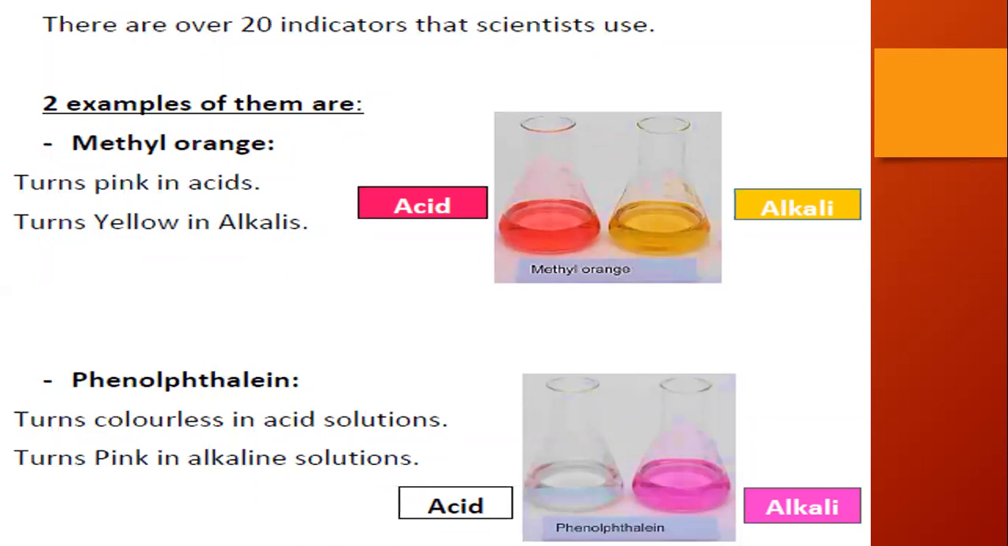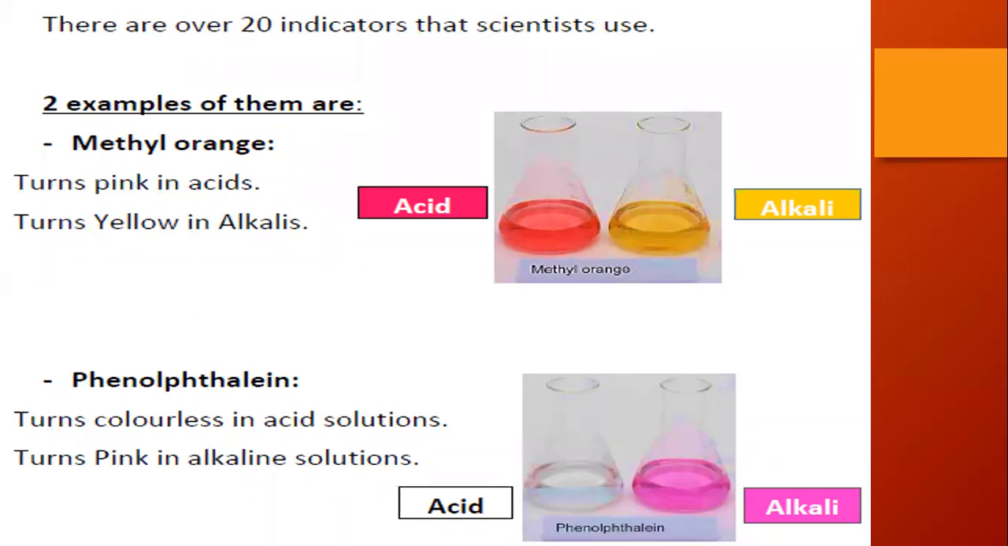Okay? So when we add an acid to it, it turns pink, it gives this lovely pink color. And if we add an alkali to it, it starts to become lighter and turns into a yellow color. So what is the name again of this indicator? It's called methyl orange. From its name, we know that it is orange originally. When you add an acid to it, it will turn pink. And when you add an alkali to it, it will turn yellow.